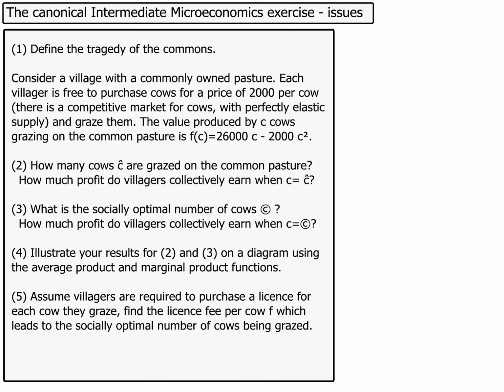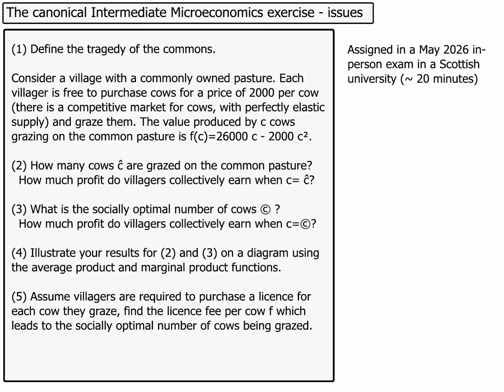I will present a familiar example of a canonical intermediate microeconomics exercise and later show how it can be rewritten and improved using the graph-first approach. I will go through it progressively so you do not need to read it all now. This is a real exercise on the tragedy of the commons assigned in May 2026 during an in-person exam at a Scottish university. Students had about 20 minutes to solve it.